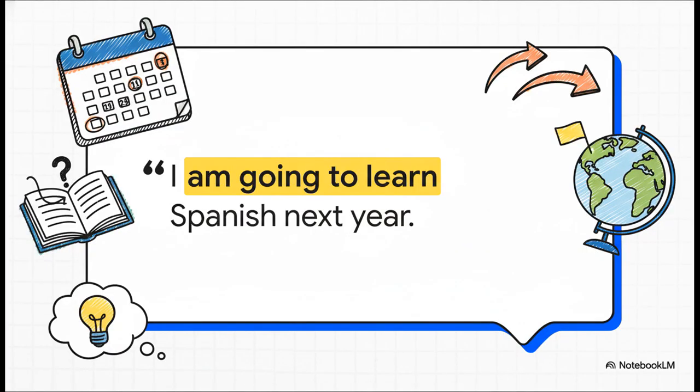All right, let's look at plans first. If you say something like, I am going to learn Spanish next year, it's not just a random thought. It tells everyone that this is a pre-existing decision. It's a solid intention that you've already thought about.